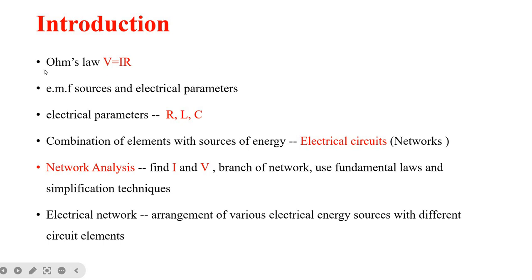That is, the circuit may consist of the EMF sources and the electrical parameters. The electrical parameters are nothing but the resistor, inductor and the capacitor. So the combination of these elements, that is R, L and C, that is resistance, inductor and the capacitance, with the sources of energy, is called an electrical circuit, or electrical circuits, which you can call simply as networks.